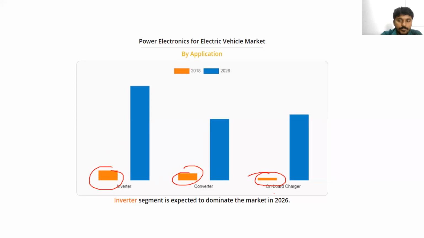Clear? Because in 2018 the electric vehicle and hybrid electric vehicle market was not large. But nowadays the market for electric vehicles and hybrid electric vehicles is increasing. So due to the increase of the market for electric vehicles and hybrid electric vehicles, ultimately the market for power electronic converters has also increased. That's why by the end of 2026 there is a huge demand for inverters, converters, and onboard chargers. Clear?